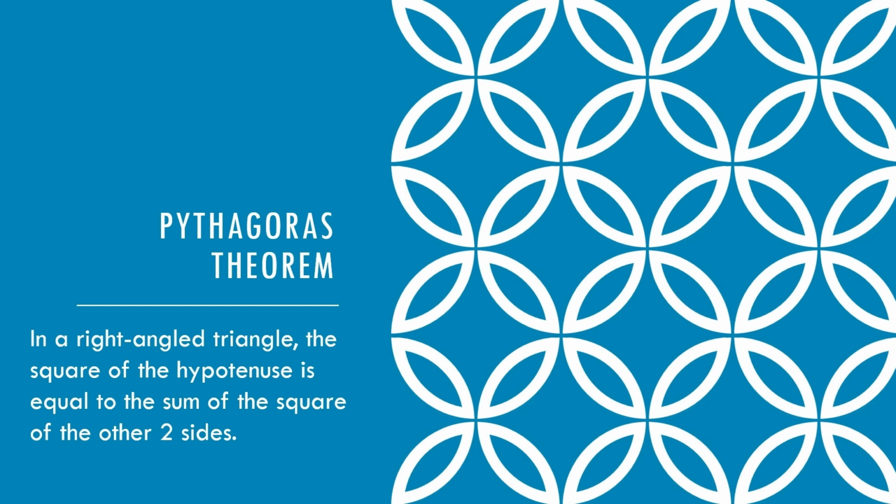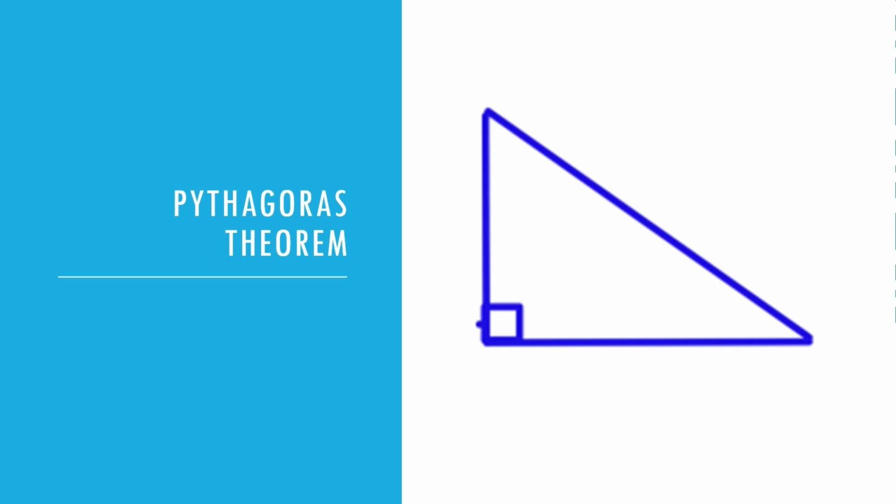First thing, the theorem should only be applied to right-angled triangles. Let's have a look at a right-angled triangle. The theorem also mentions the hypotenuse. Let's figure out what this is. The hypotenuse is the longest side. It is the side facing the right angle.